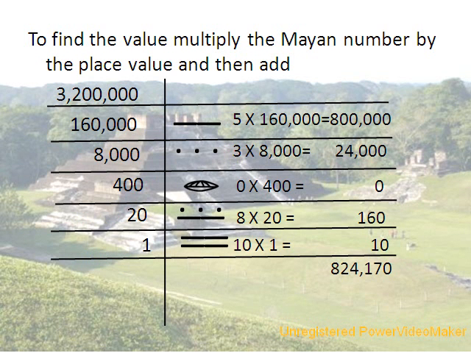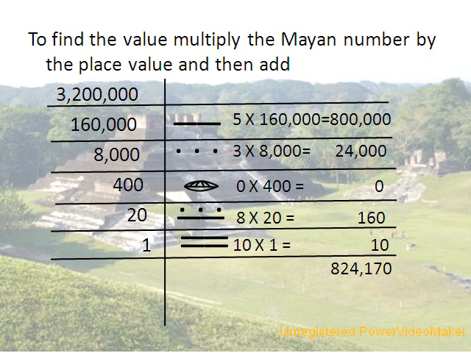To find the value, multiply the Mayan number by the place value and then add. Starting from the bottom up, you have 2 bars, which equals 5 plus 5 equal 10. You multiply 10 times 1, you will have 10. On the second place value, you have a bar and 3 dots. The bar will be 5, 3 dots will be 3, 5 plus 3 is 8. You multiply 8 times 20 and you get 160. On the third place value, you have a 0, so you multiply 0 times 400, you have 0.